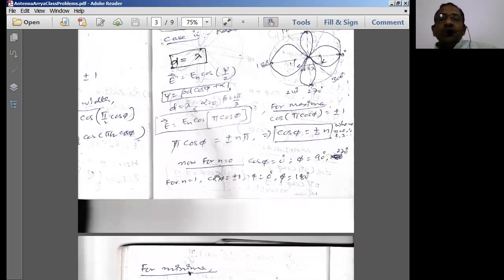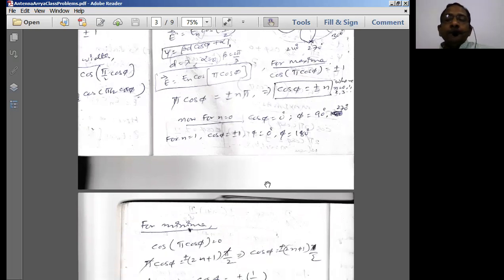That means once you increase the distance between the two antennas from lambda by 2 to lambda, the radiation pattern gets doubled. That means we get a more effective radiation once you simply increase the distance between the two antennas with respect to the wavelength of the wave which we are propagating.